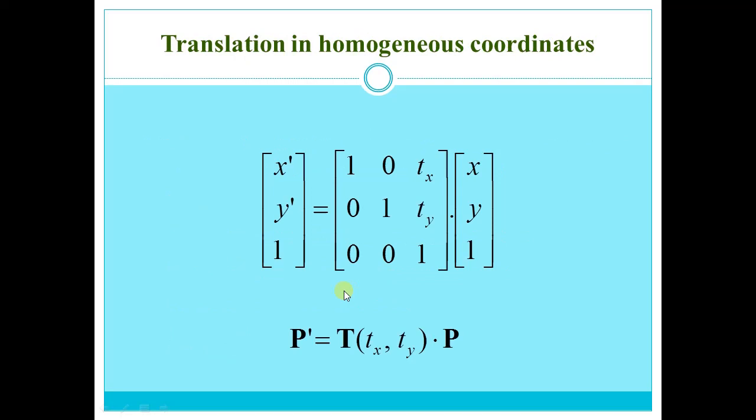Now, because of homogeneous coordinate systems, the translation matrix will change from 2 by 2 to 3 by 3, and in 2D homogeneous coordinate systems, we are now multiplying the translation distances to the whole point P. It means we can now multiply with all the point coordinates because of homogeneous coordinate systems. Tx and Ty are the translation distances along x and along y.